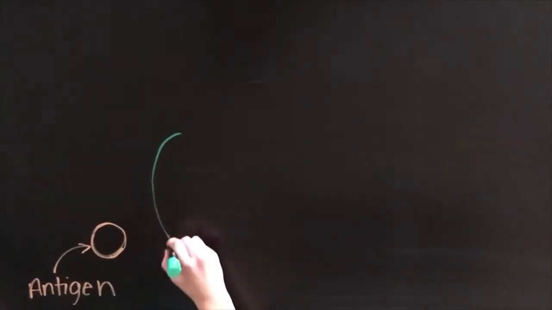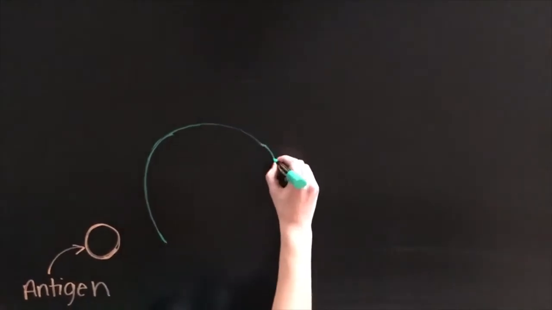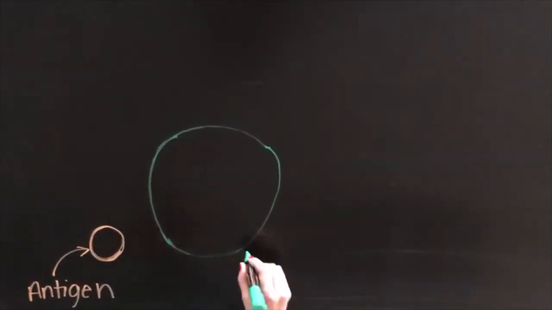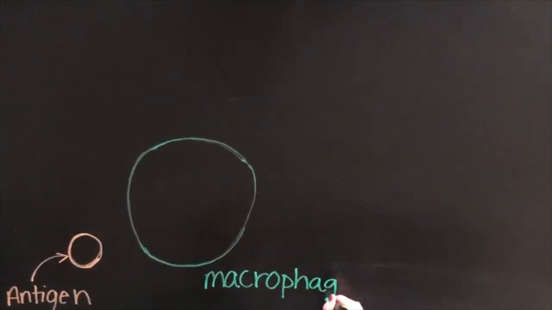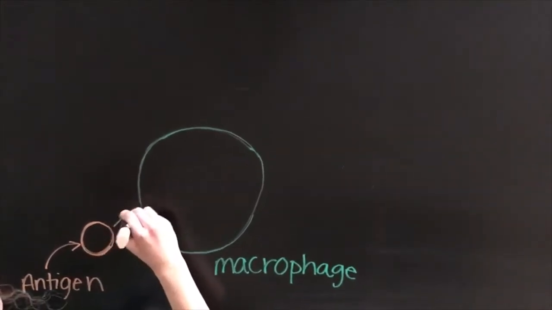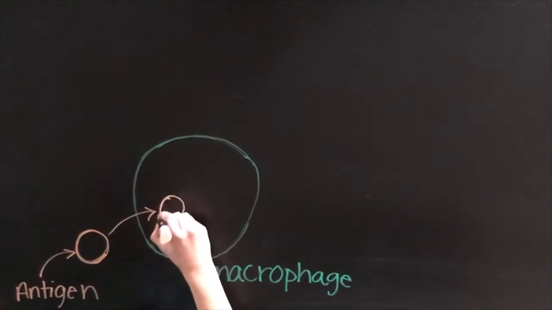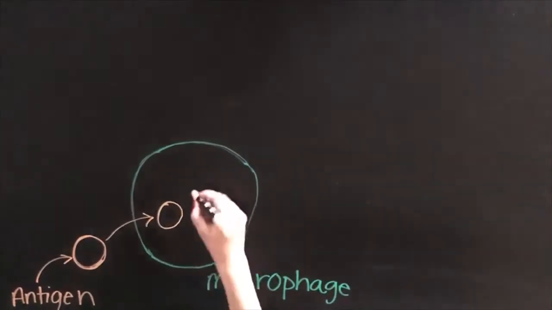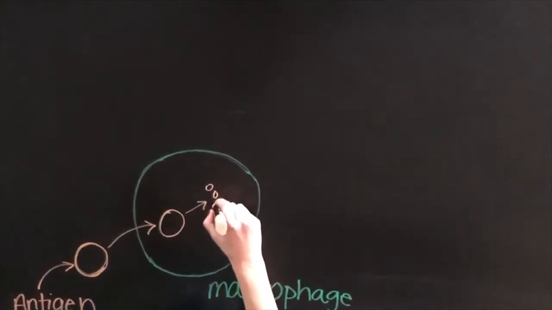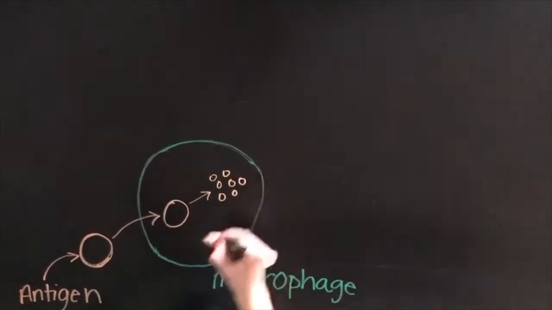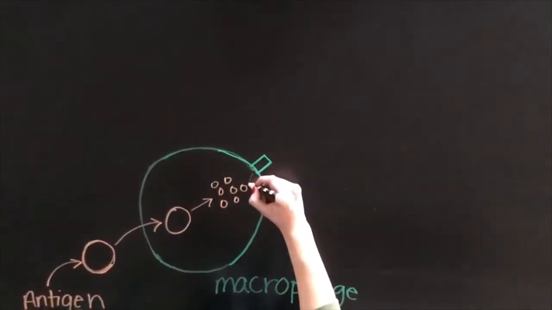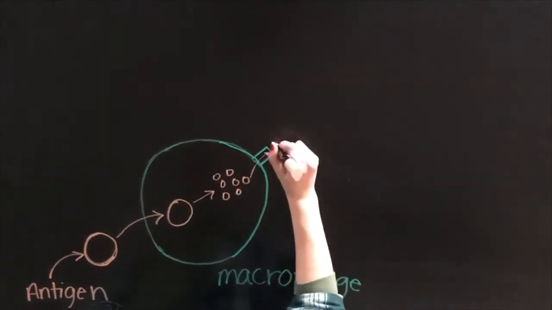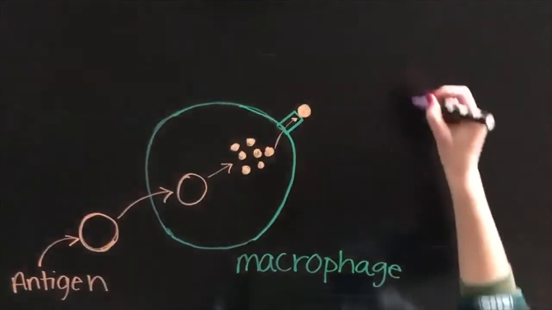First you have a pathogen or an antigen, and then you have an antigen presenting cell that can be a macrophage or a B cell or something like that. In this case it's a macrophage, and the antigen or pathogen is engulfed by the macrophage, and then it is digested and broken down into smaller pieces. Those pieces are presented on the surface of the cell on a MHC molecule.